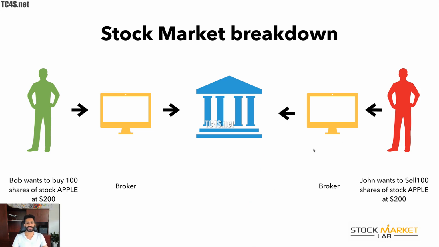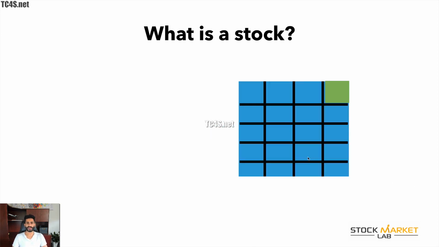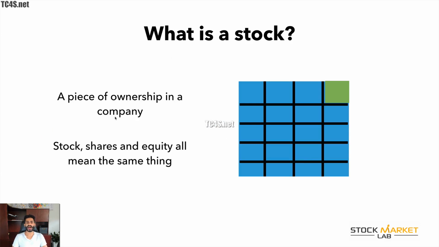Now, we'll break that down more with the market participants, but as of now, let's break down what is a stock. So a stock is a piece of ownership in a company. Stock, shares, and equity all mean the same thing. So if you guys hear stock, shares, or equity, they all technically mean the same exact thing, right? So this is what a stock is.